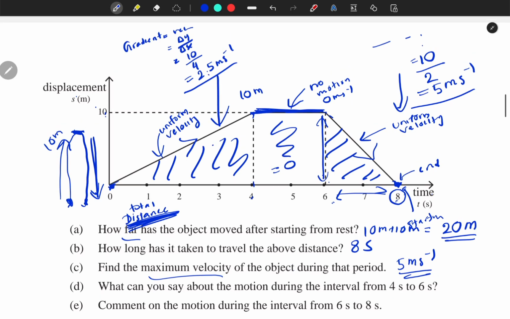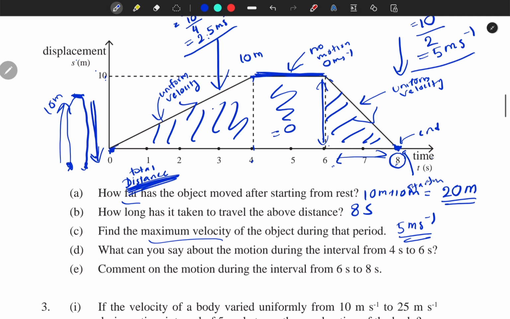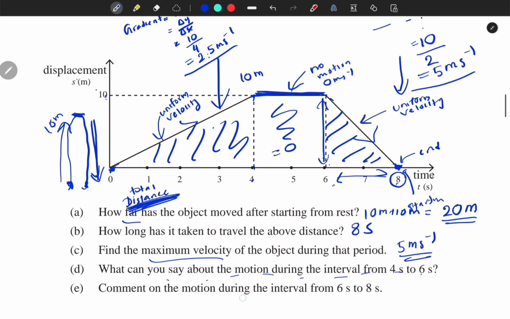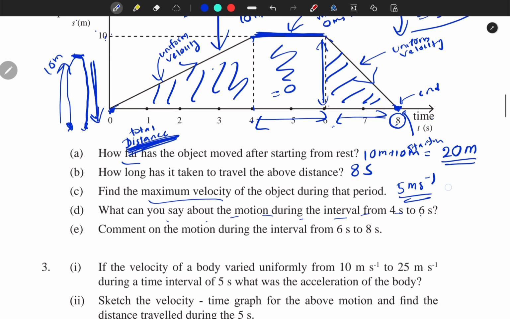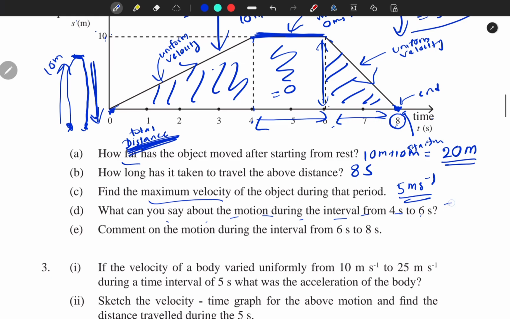How can you say about the motion during the interval from 4 to 6 seconds? What can you say about the motion? The displacement has not changed throughout this time gap. That means it is at rest, or no motion.